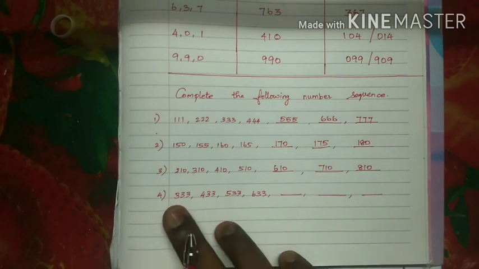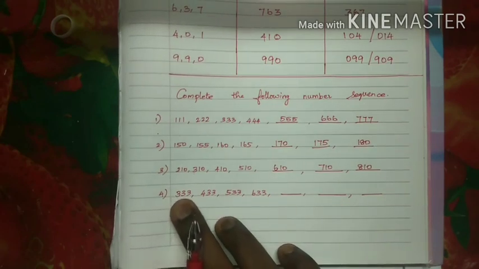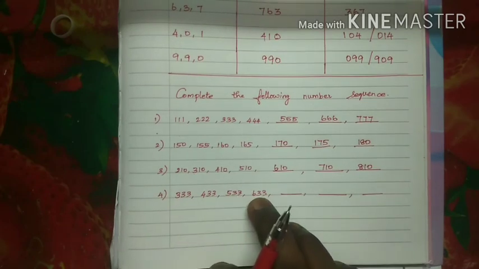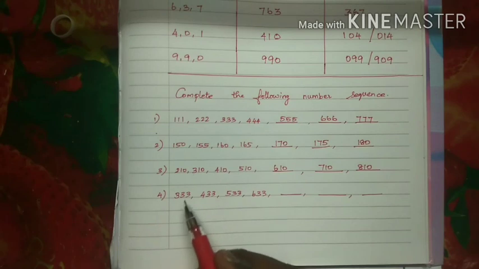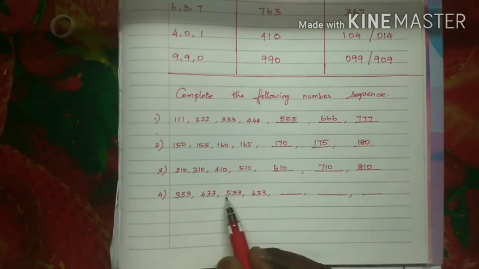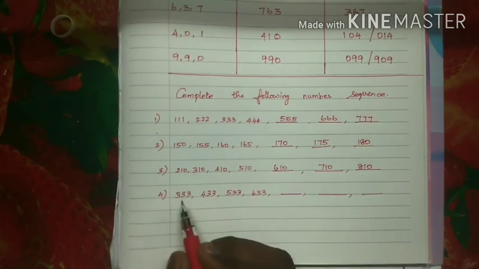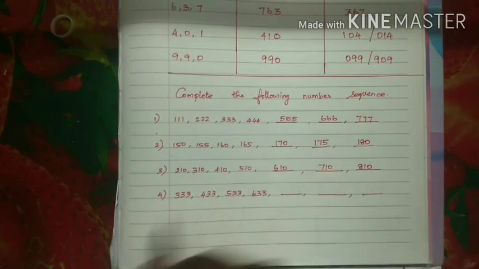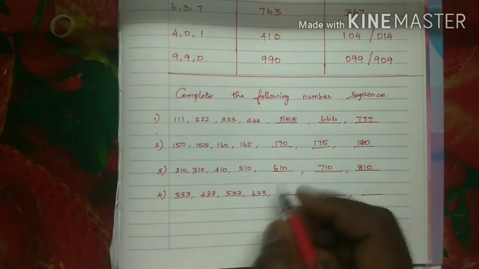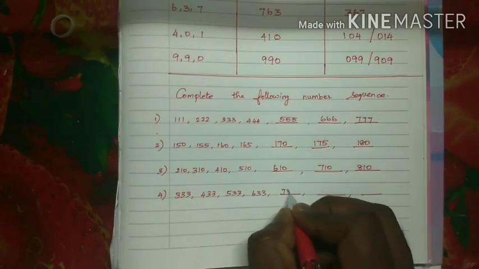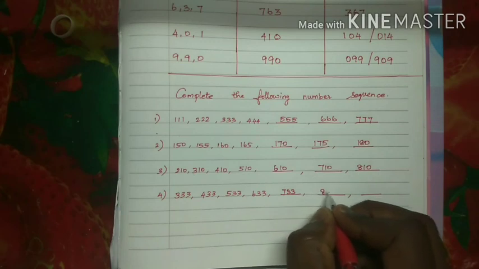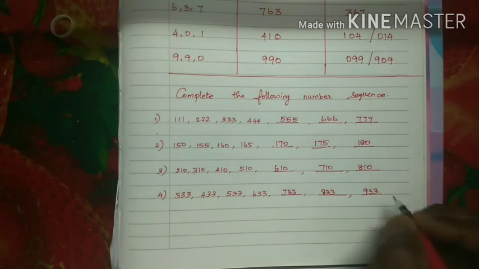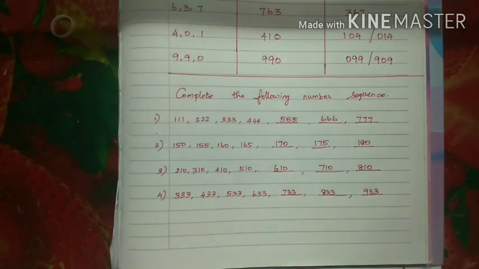Now see it carefully: 333, 433, 533 and 633. Here also the hundreds place only is different. The ones and tens place are equal, 33, 33, 33, 33. So 3, 4, 5, 6. After 6, 733. After 7, 833. After 8, 933. Have you understood, students?